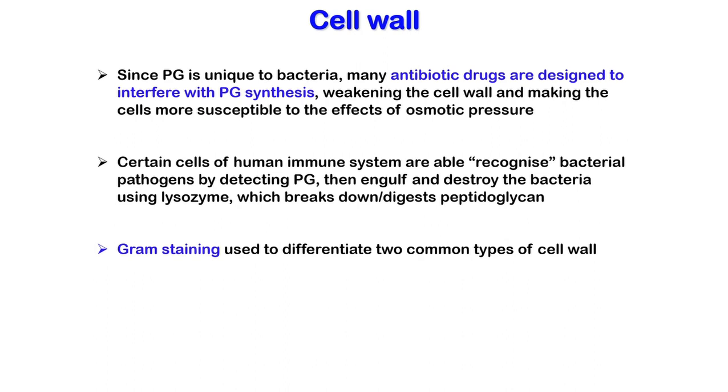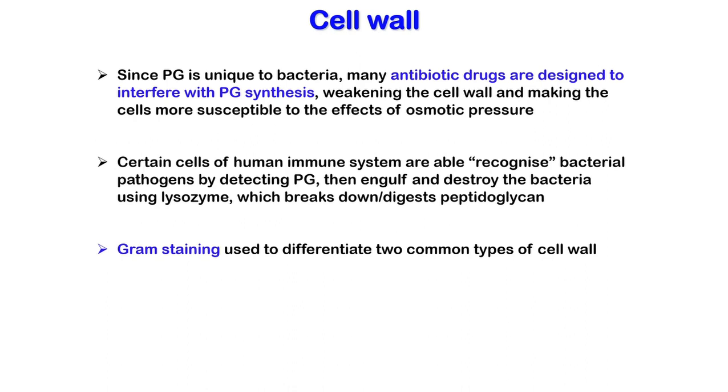As we said before, humans don't actually have a cell wall, so the cell wall is a common target of antibiotic treatment, and the antibiotics will usually damage or prevent synthesis of the cell wall. And what happens to the bacterial cell is then it becomes more susceptible to osmotic pressure, and so water can come in and the membrane will rupture.